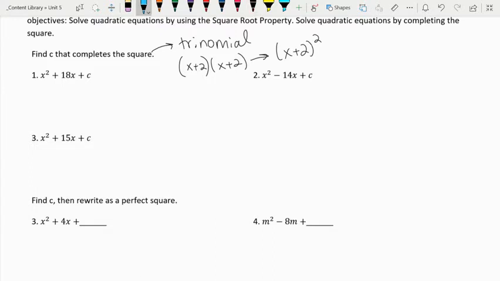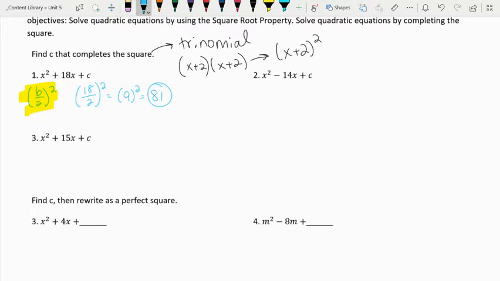So the big thing that you do here is b divided by 2 squared, okay? And we're not going to write that every time, but for now, that's just the main focus of today. Okay, so b divided by 2 squared. So for this first one, b is 18. It's just like what we do before. So 18 divided by 2 squared is what c is going to be. Well, 18 divided by 2 is 9, and 9 squared is 81. So 81 would be what completes the square.